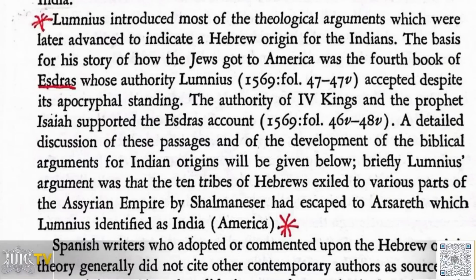The authority of 4th Kings and the prophet Isaiah supported the Ezra account. 4th Kings is 2nd Kings in the Bible. 1st Kings is 1st Samuel.